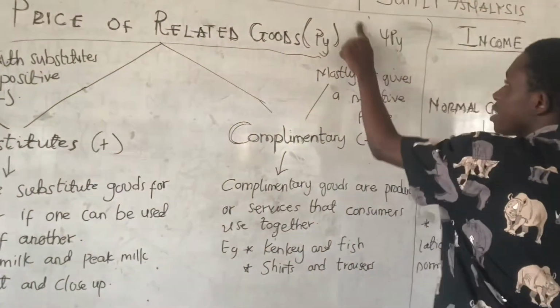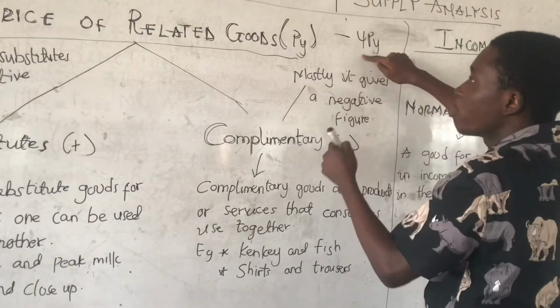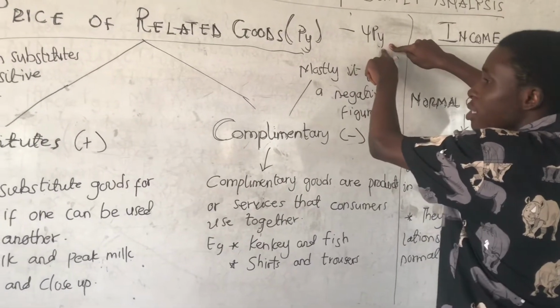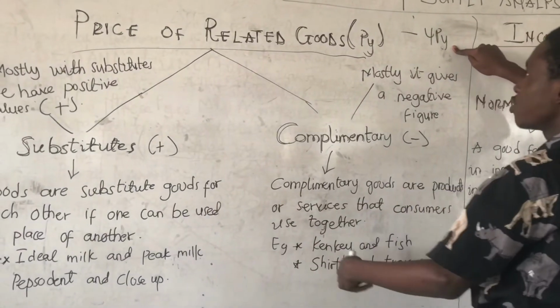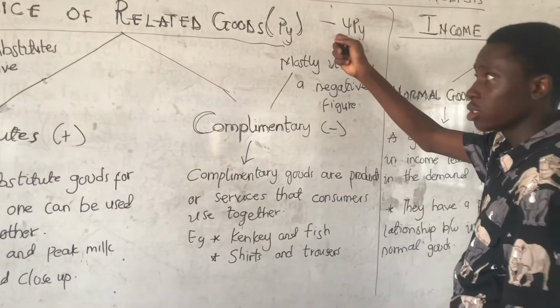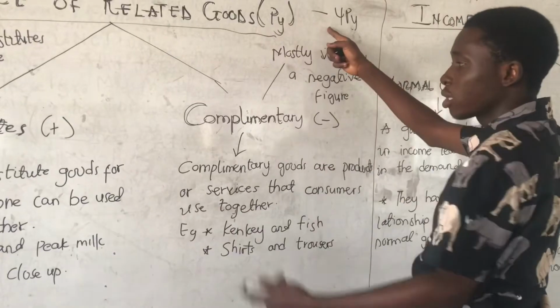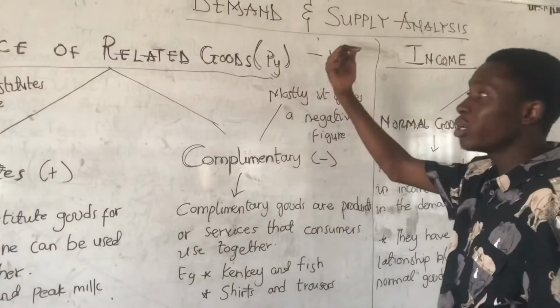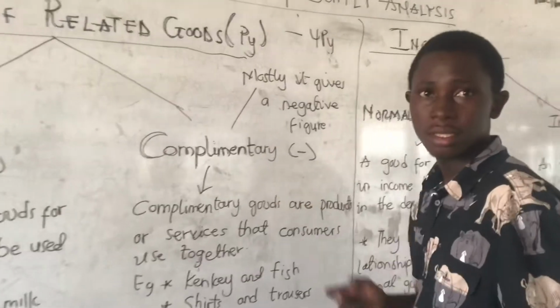It's the same thing. If it's negative, PY means either substitute or complementary. But here the case is that PY is minus, or negative. And we know negative is attributed to complementary. So therefore, that particular good or commodity is a complementary good.